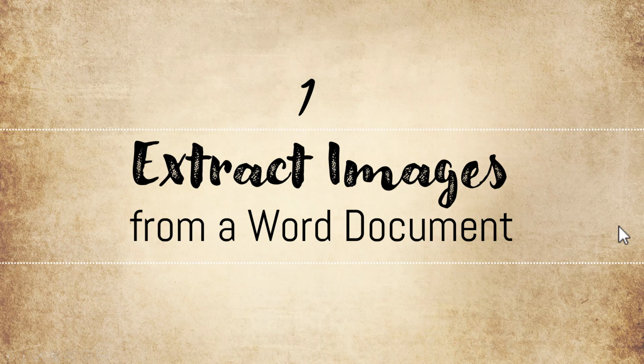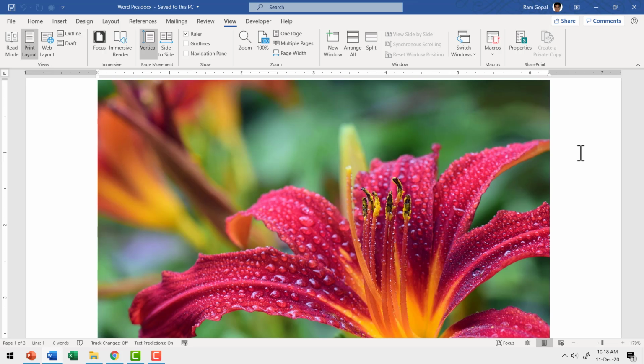So let us jump right in to the first tip, which is how to extract images from a Word document. As teachers, we are required to pick assets from different sources. Let us say you're going through a report which is in the form of a Word document, and the document has a number of useful pictures, charts, etc. which you want to use in your presentations.